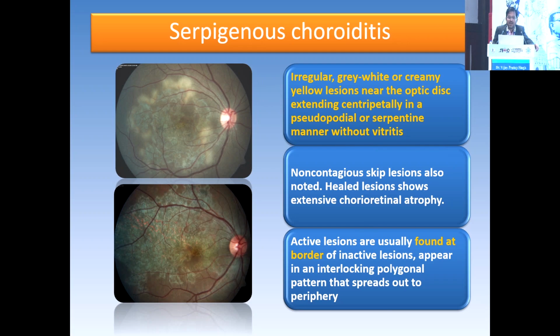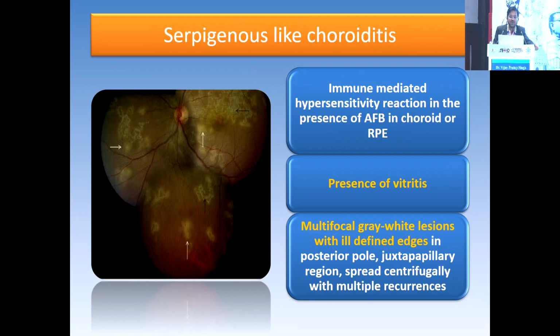As Reema Madam has discussed serpiginous choroiditis, the lesions of serpiginous choroiditis present as irregular, grayish-white, creamy lesions seen near the optic disc and extending centripetally in a pseudopodial or serpentine manner, but without vitritis. Noncontiguous skip lesions have also been noted, and healed lesions show extensive chorioretinal atrophy. Active lesions are usually found at the border of inactive lesions and appear in an interlocking polygonal pattern that spreads out to the periphery.